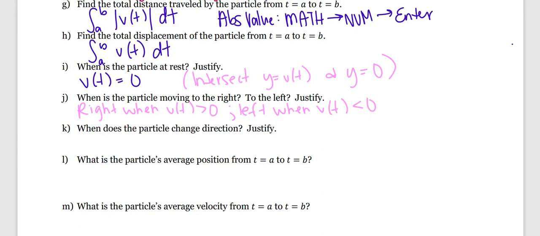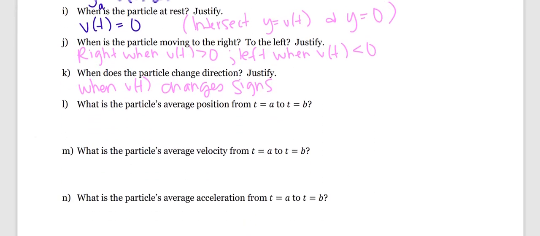All right, so what do we think? When does the particle change direction? That would be when we change from left to right or right to left, right? Yeah, so that would be when velocity changes signs. So when the velocity graph goes from positive to negative or negative to positive. So when the velocity graph crosses the x-axis.